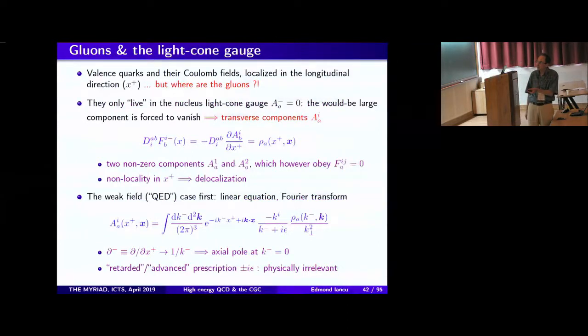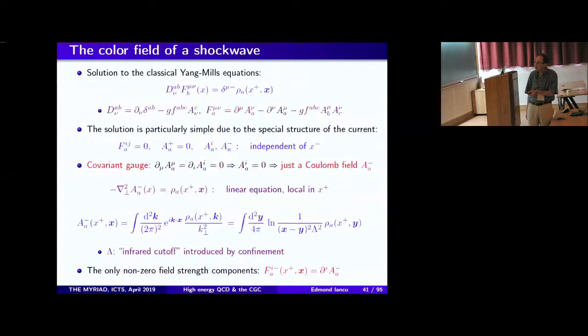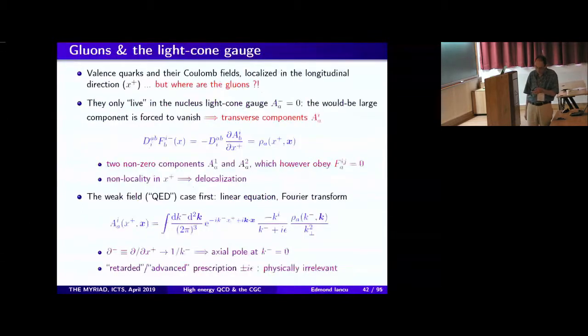So far, I have computed A minus because that's the field which enters the Wilson lines. I computed scattering. But in principle, I have two types of non-trivial components, A^i and A minus. And it so happens that if I want to understand the gluon structure of the target in terms of gluons, I don't need the A minus component. I need the A^i component.